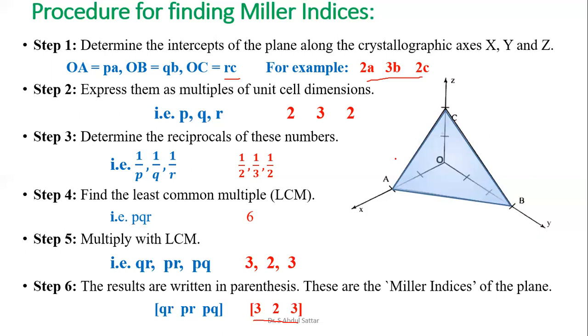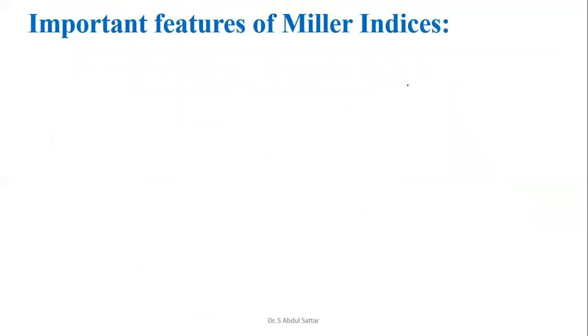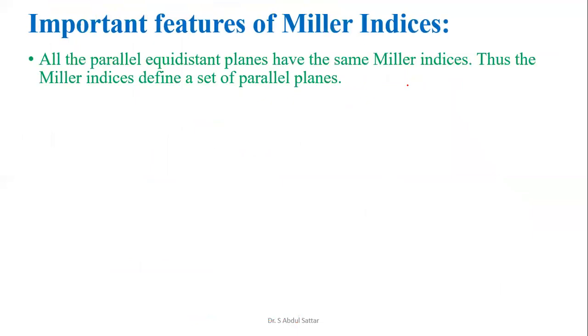Now we will discuss what are the important features of these Miller indices. Important features of Miller indices: all the parallel equidistant planes have the same Miller indices. That means if you take planes parallel to each other, all of these have the same Miller indices. So the Miller indices do not look at just a single plane, they are locating a set of equidistant planes.